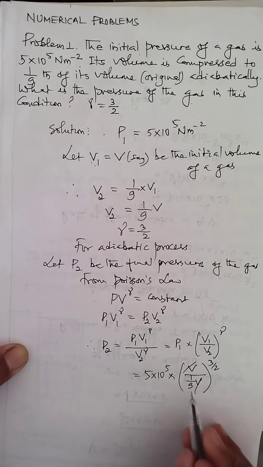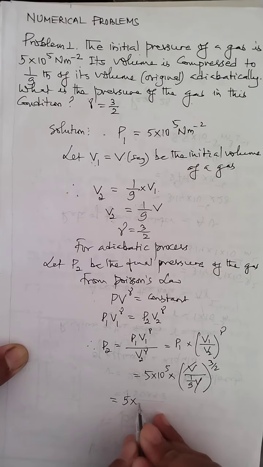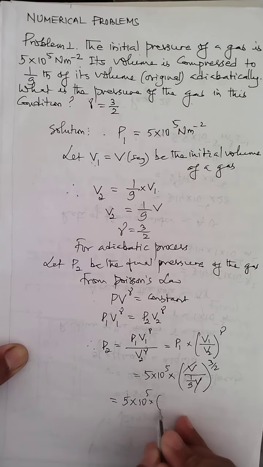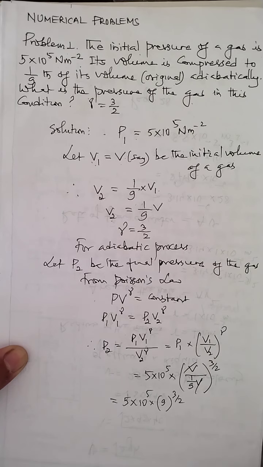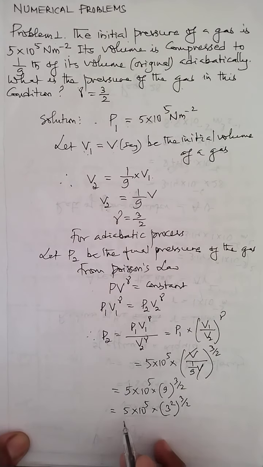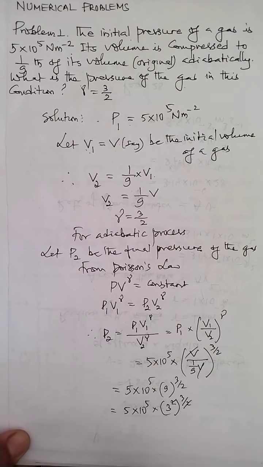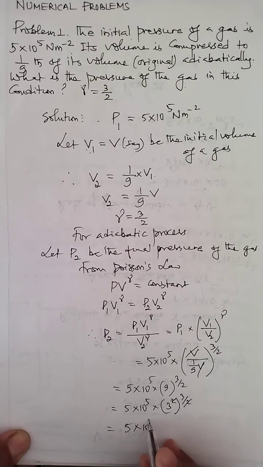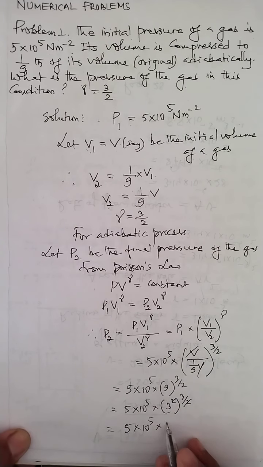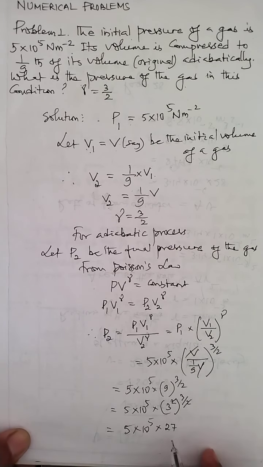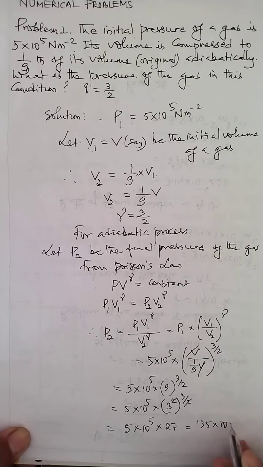So V and V cancel out. Now 1/9, this 9 will go in the numerator, so it will be reciprocal. So 5 into 10 power 5, times 9 to the power 3/2. And you know 9 can be written as 3 square. So 9 to the power 3/2 is 3 square to the power 3/2. Now this 2 and 2 cancel out, which means 5 into 10 power 5 with 3 cube, 3 into 3 into 3, 27. Now 5 into 27, if you multiply, it will be 135. 135 into 10 to the power 5.